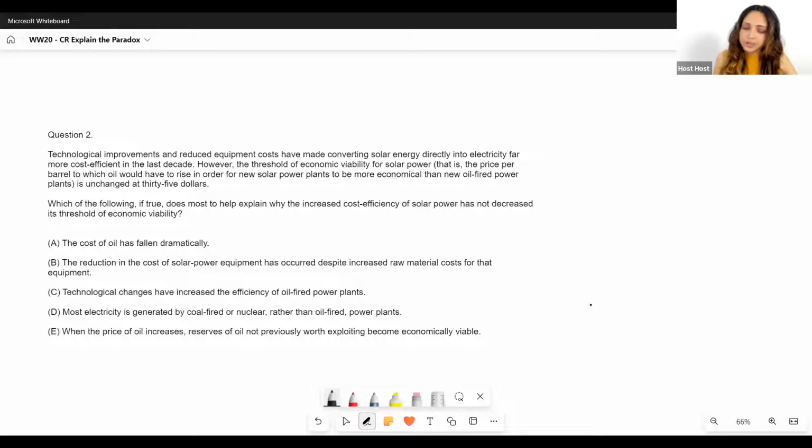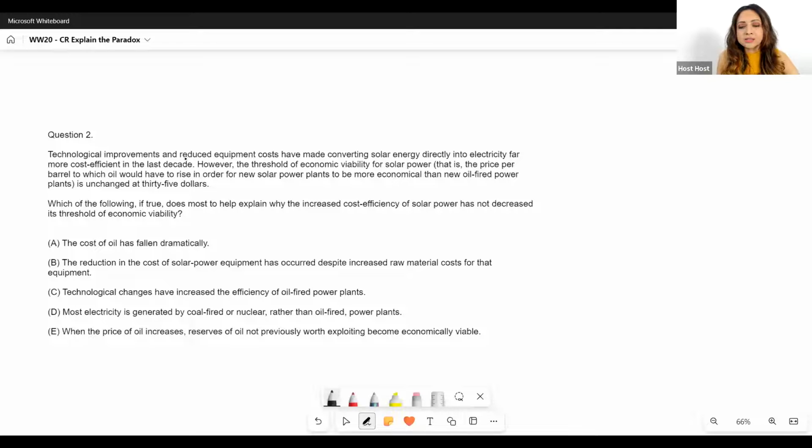Let's discuss it together now. Technological improvements and reduced equipment costs have made converting solar energy directly into electricity far more cost efficient in the last decade. So, this is where a little bit of general awareness comes into picture that will help you understand the argument a whole lot faster.